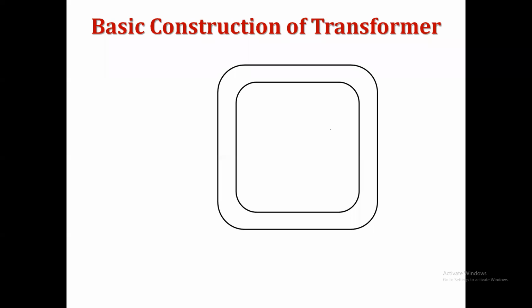And this core of the transformer, as you know, is made up of silicon steel material because it offers a low reluctance path. This is the core. Now, if you observe this side and this side of the core, we call it a limb, L-I-M-B, vertical limb. Is it right?